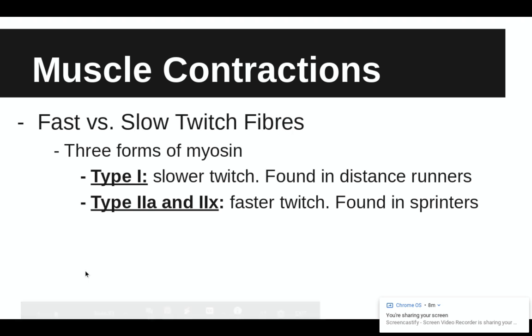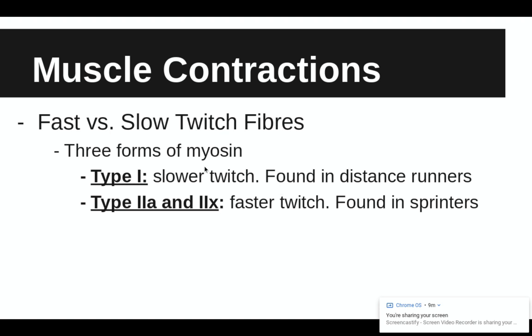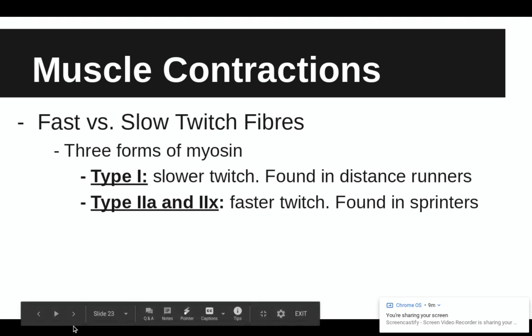Okay, fast versus slow twitch muscle fibers. So we have three forms of myosin. Type 1 is a slower twitch, which is found more so in distance runners. Type 2A and 2X are faster twitch, and so you'd find these more in sprinters. So depending on your body type, that will determine what types of fibers you have. And so if you have a lot more type 1, slower twitch, you can run for longer distances, whereas with the faster twitch, you can go faster, but for a shorter time.